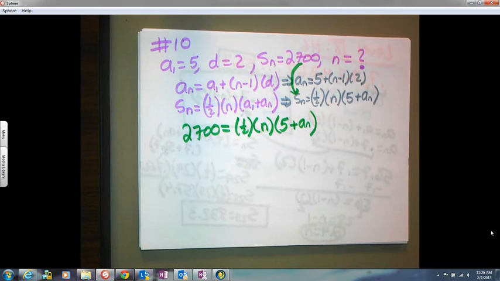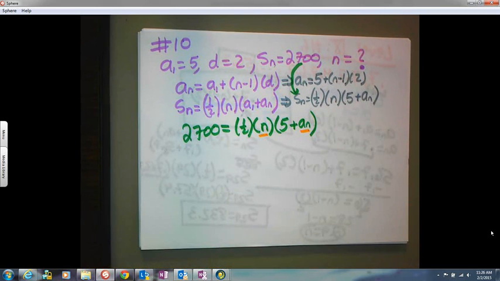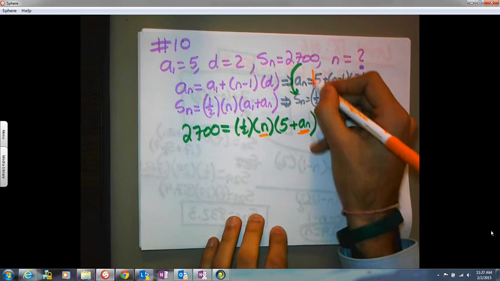Okay. Slight problem here. Two variables, only one equation, not solvable as it is. So we need to do a skill you guys learned in 9th grade, substituting when you have two equations and two unknowns. So instead of an, let's recognize, folks, an equals this.